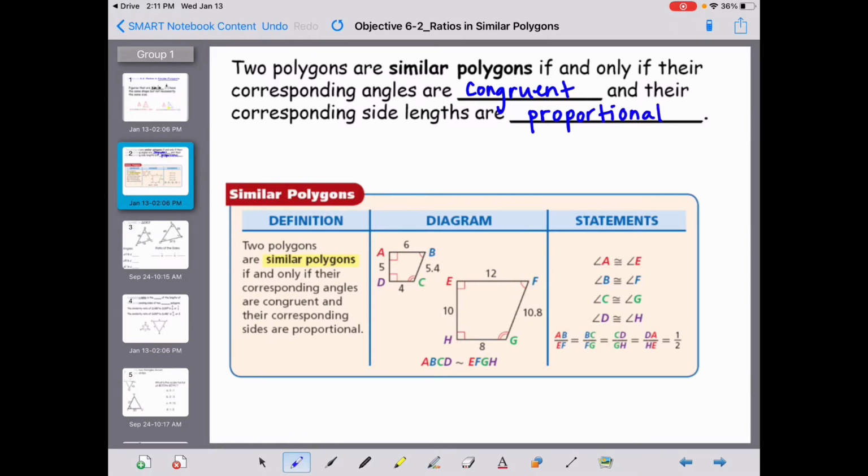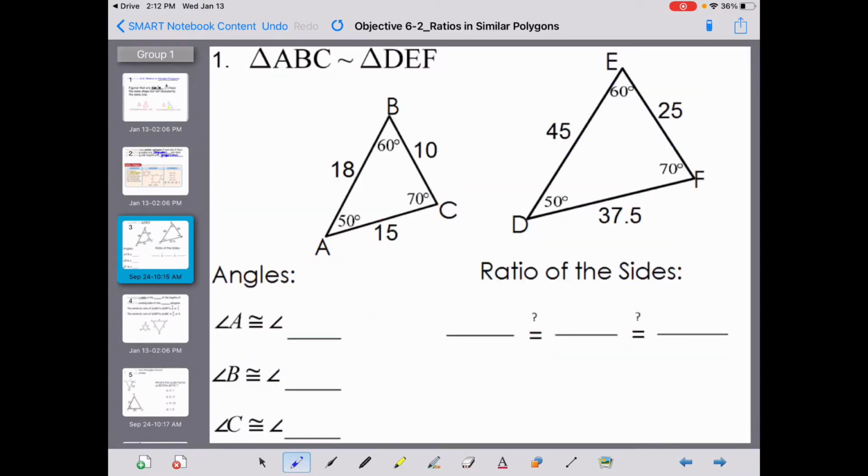So we're going to have figures that have the same shape and the angles are going to be exactly the same. But when we compare their side lengths, those side lengths are going to be proportional, meaning when I create a fraction with those side lengths, they would all reduce down to the same simplified fraction. The best way to explain this, I think, is just to jump in and do some examples.